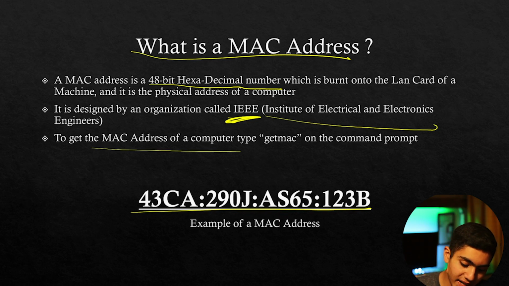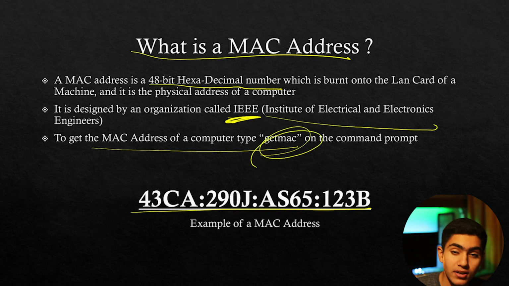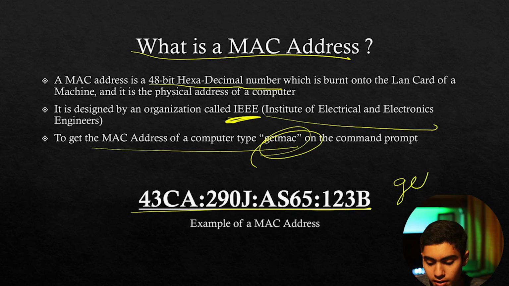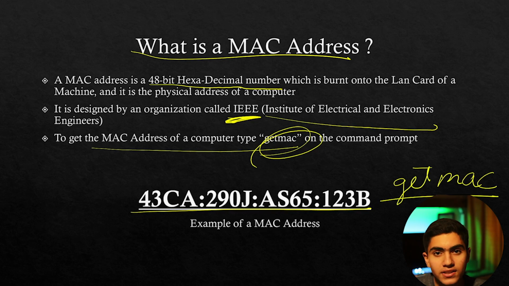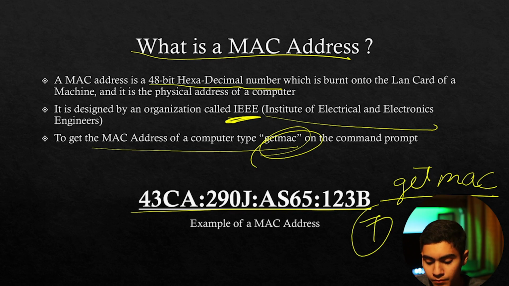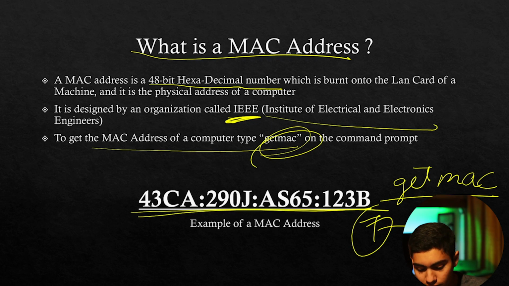Next, to get the MAC address of a computer, we just have to type getmac on the command prompt. If you're in Windows, you go to the command prompt and type the command getmac, and you will get your PC's MAC address. If you are in Linux or macOS, go to the terminal and type the same, and you'll get the MAC address of your machine. So as you can see, this is how it looks.